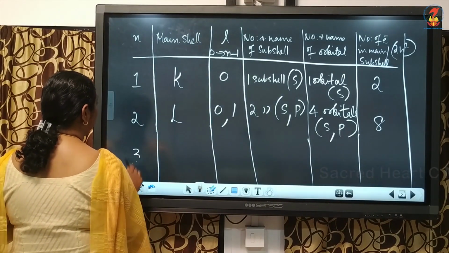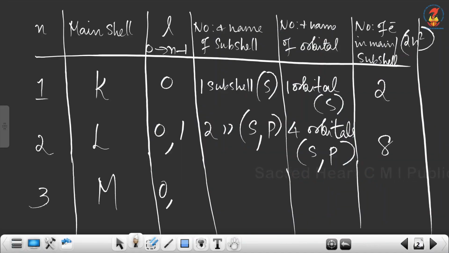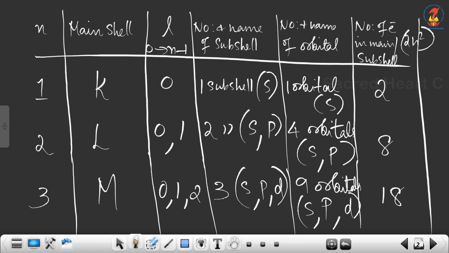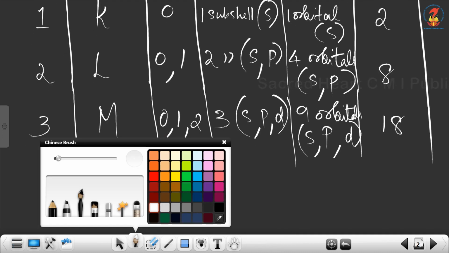Now n is equal to 3, main shell M, the values of l are 0, 1, 2, and here the number of subshells is equal to the value of n. So 3 subshells, and the subshells are s, p, d. Now the number of orbitals is n square, 3 square is equal to 9 orbitals. And how do we get these 9 orbitals? 1 s orbital, 3 p orbitals and 5 d orbitals. So 5 plus 3 plus 1, 9 orbitals, and 9 into 2, 18 electrons can be placed, or you can use the formula 2n square.